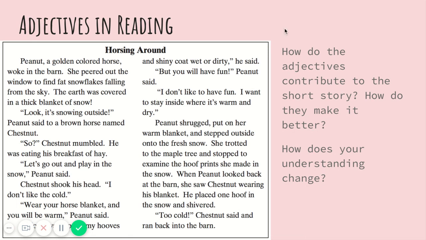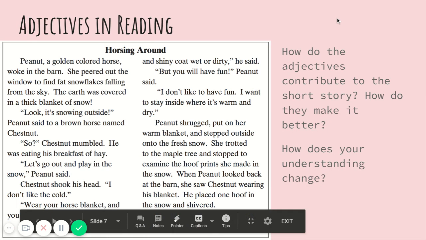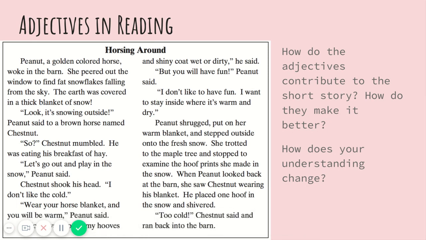Now I'm going to reread these questions on this side of the screen for you really quickly, and I want you to go back through and try to find a couple of adjectives in the story. How do the adjectives contribute to the short story? How do they make it better?